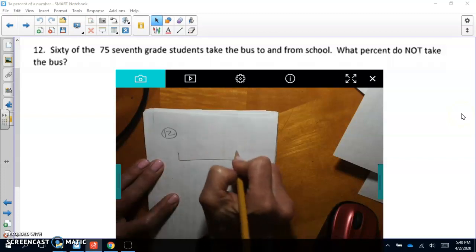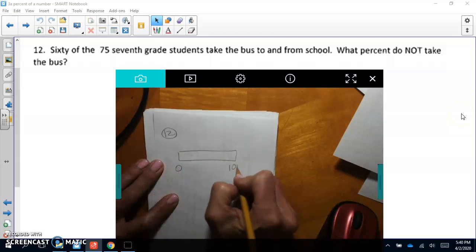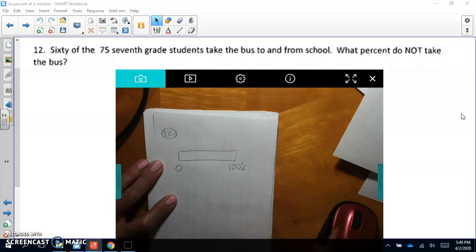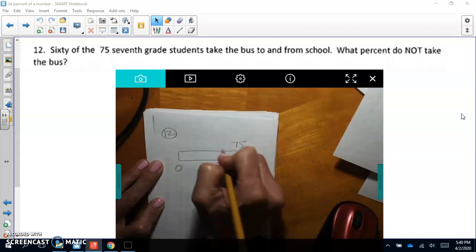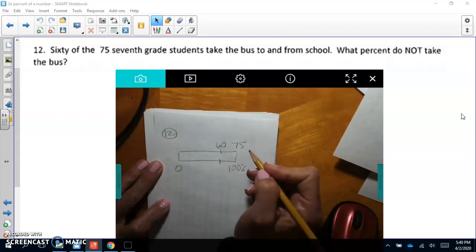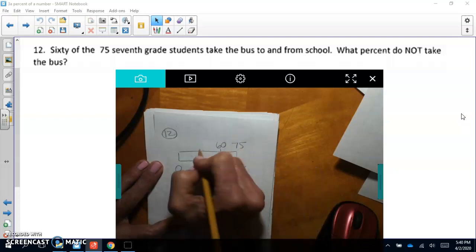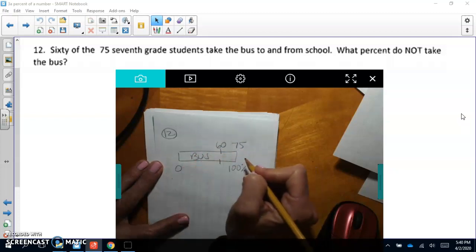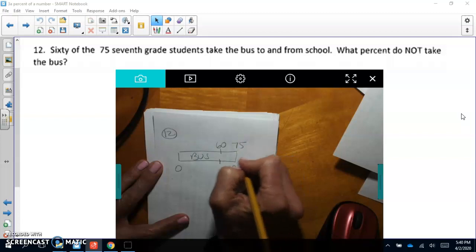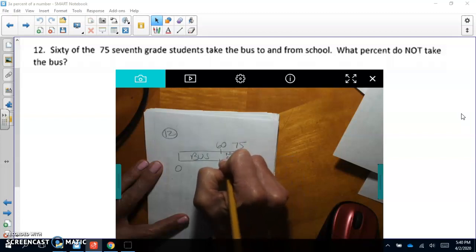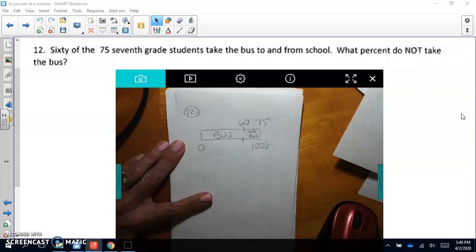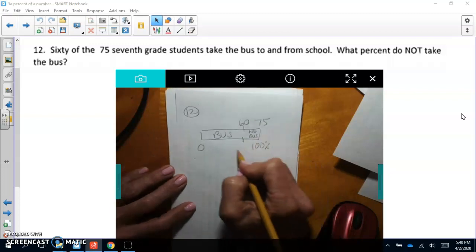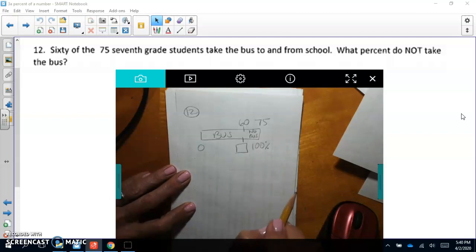All right, so let's draw our percent boxes, 0 to 100. And we know that there are 75 students in the class, and we know that 60 of them are bus riders. So a lot of them are bus riders, the rest are not. They do not take the bus, so no bus. They either walk or ride their bike or something different, you know. So what we need to find out is what percent that is right there, that box.